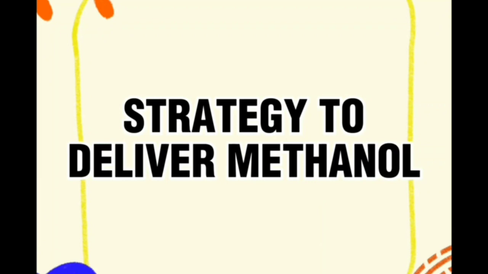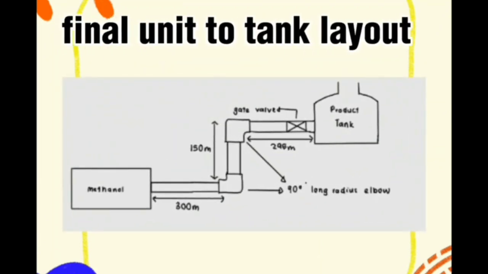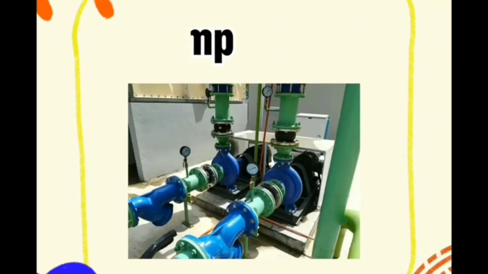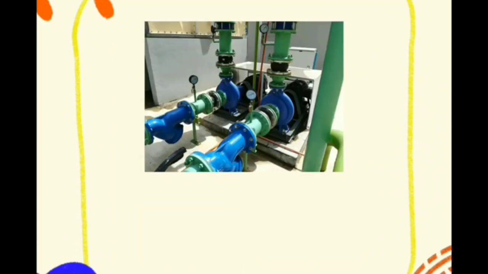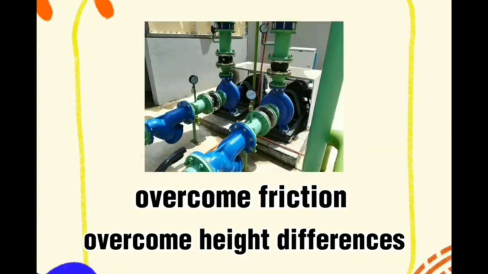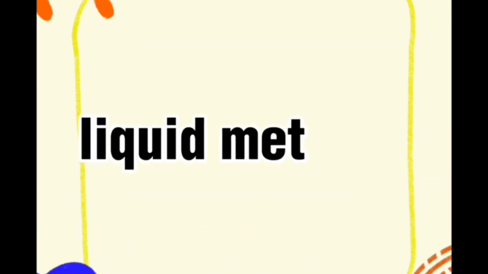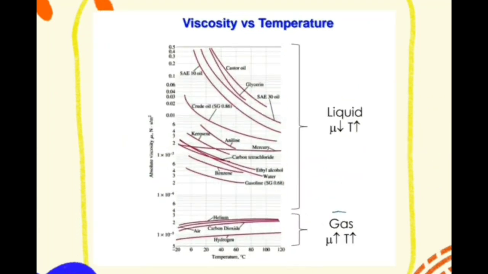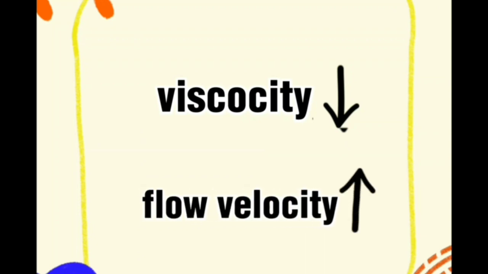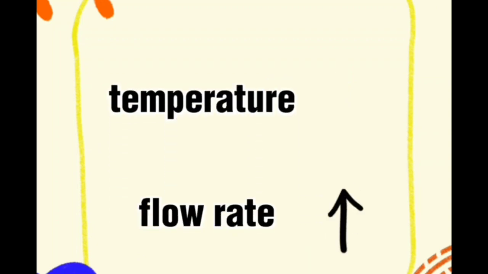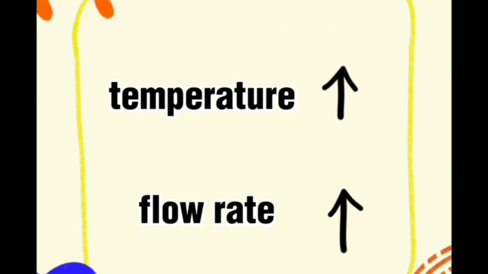The strategy to deliver methanol from the final unit product to the tanks is by using a pumping system. The reason to use a pump in the pipeline is to overcome friction and height difference in the pipeline. Next, for liquid, as we increase the temperature, the liquid viscosity will decrease. Then, the decrease in liquid viscosity will increase the flow velocity. Thus, the increase in temperature will increase the methanol flow rate.